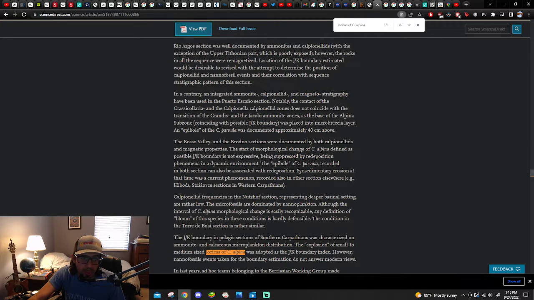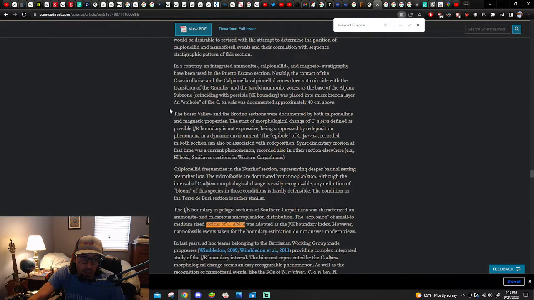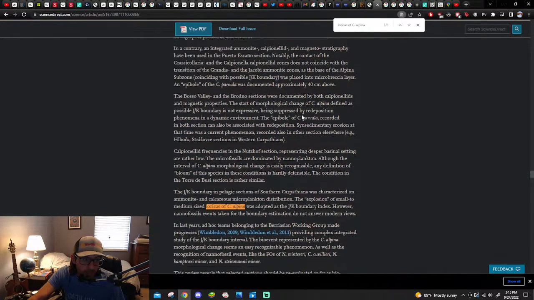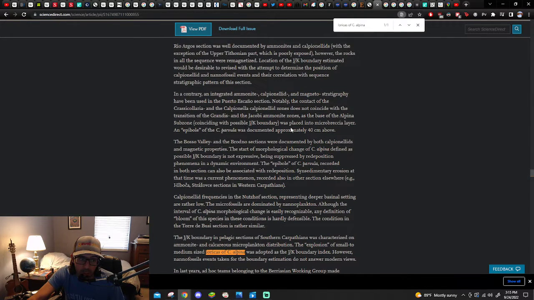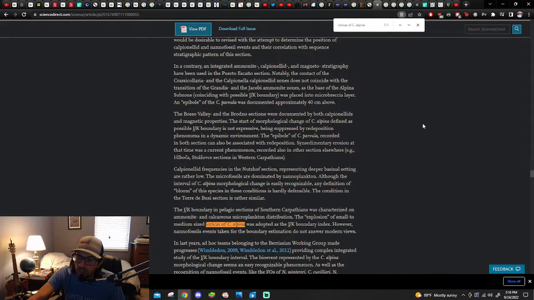Contact of the zones does not coincide with the transition zones. Subzone is placed in... I don't know. I'm just wondering if they're suggesting that at certain periods there are certain evolutions of these things where they look different at certain times, which are suggestive of the amount of energy being released, something of that nature. Magnetic properties.